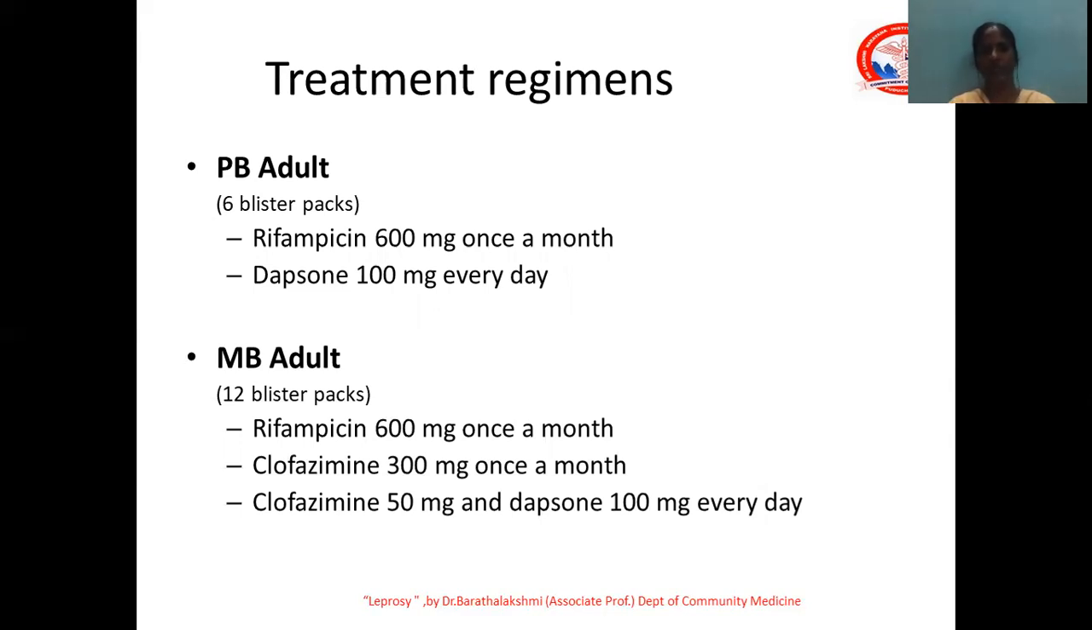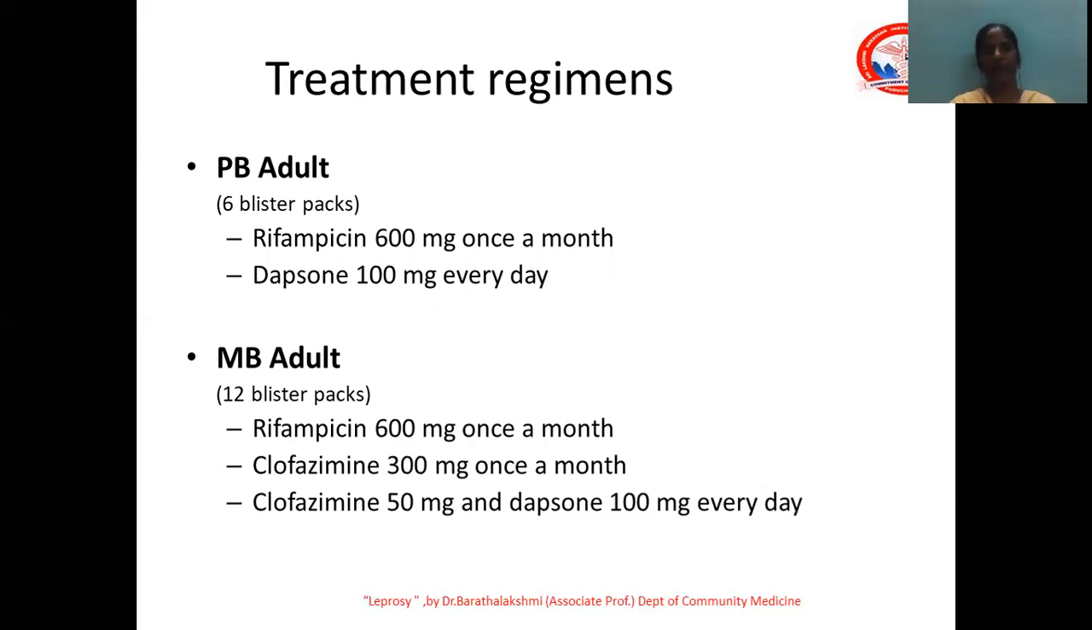The patient will consume the first day dose in front of the health worker, and the pack will be handed over to the patient, who returns with the empty blister pack for the next month. And definitely one more person will be given responsibility, either inside the home or in the nearby area, to make sure that the person is consuming the treatment in a regular way. So this is called accompanied multi-drug therapy. You're accompanying someone to help the patient complete the treatment.